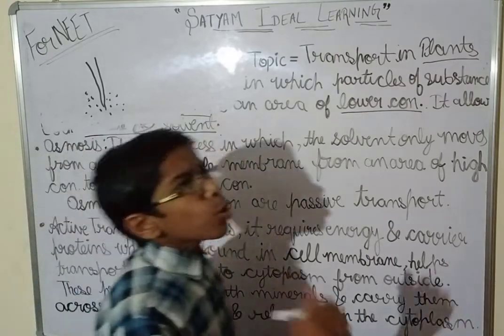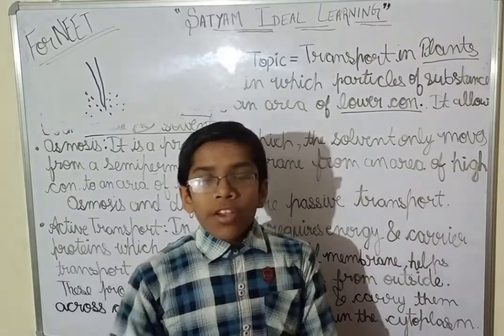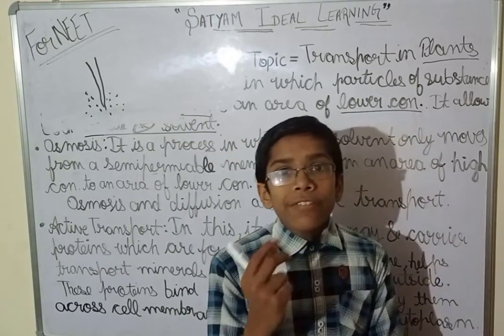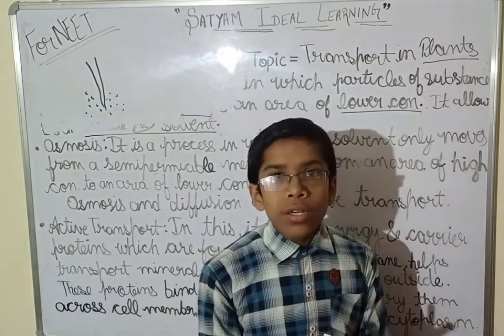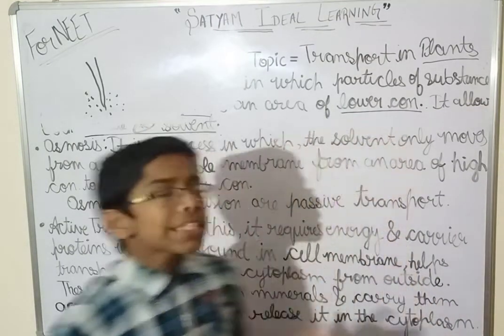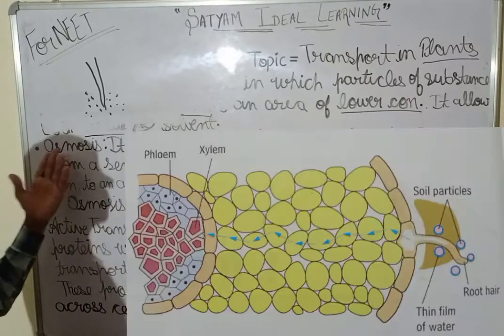And there is one more example. You can take a drop of ink in water. When you put that drop of ink inside the water, then it will spread in the whole water. It will spread evenly throughout the water. This is an example of diffusion. Now guys, come on, osmosis.